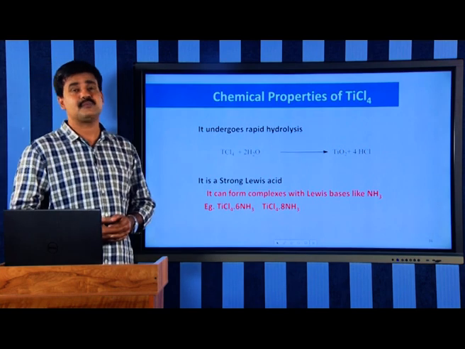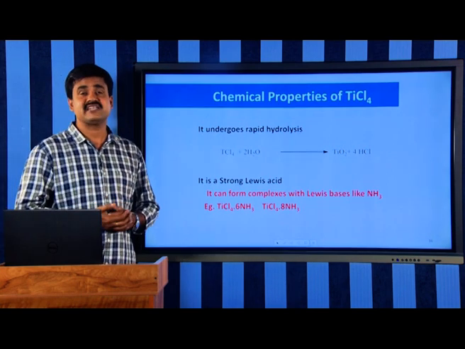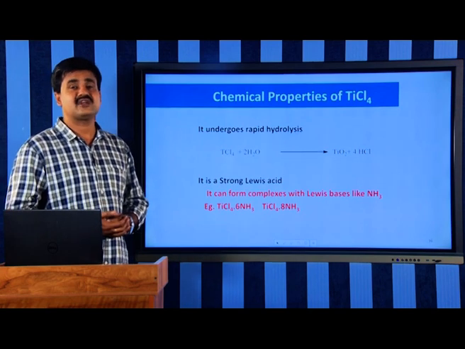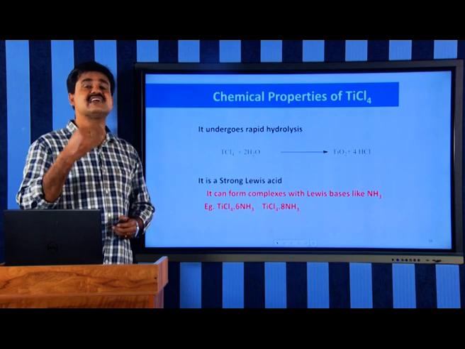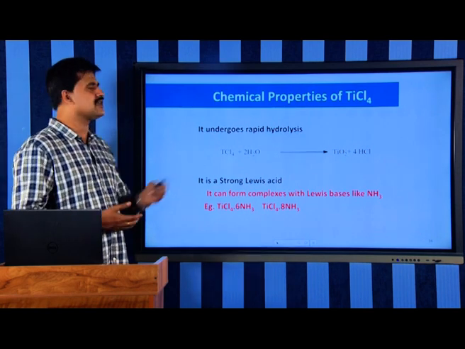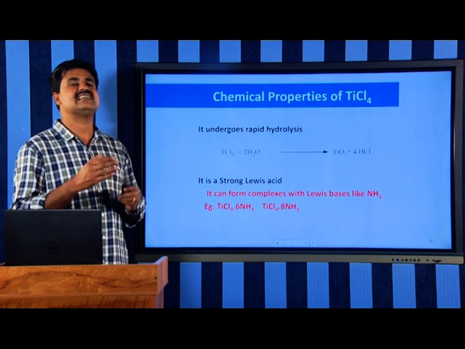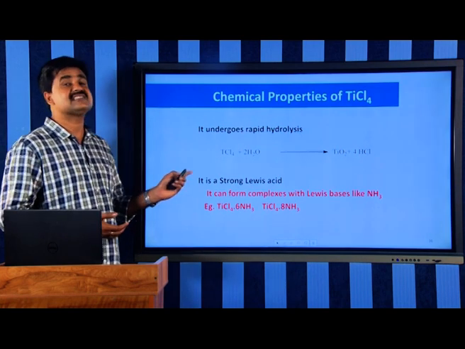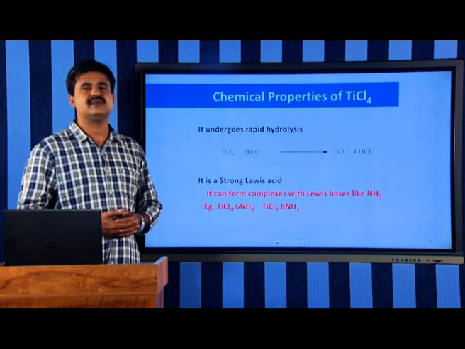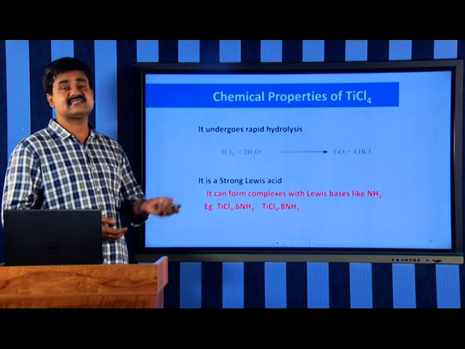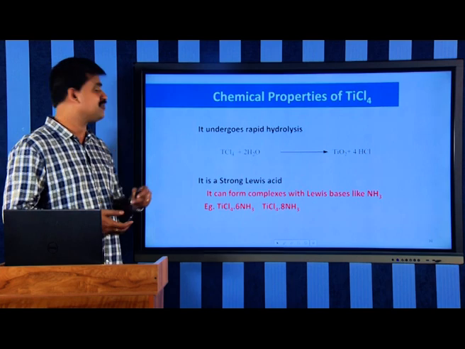Then chemical properties of titanium tetrachloride. Titanium tetrachloride is a molecule which will undergo very rapid hydrolysis. Hydrolysis means the reaction with water. As a result of hydrolysis, TiCl4 is converted to titanium dioxide. It is a strong Lewis acid. It can form complexes with Lewis bases. Lewis acid is an electron pair acceptor. Lewis base is an electron pair donor.